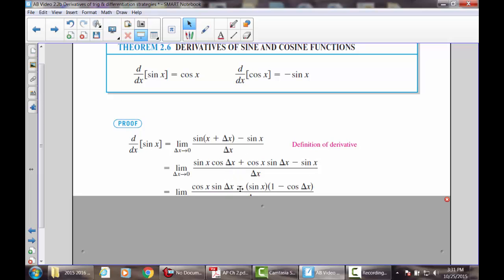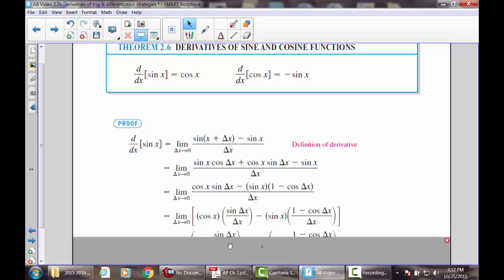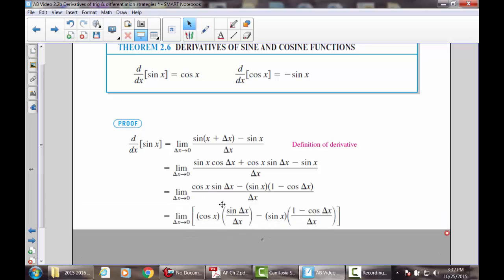They purposely factor out a negative sign, so negative 1 times sine is negative sine x, and then negative sine x times 1 minus cos delta x would give you, when you multiply the negative sine x times negative cos delta x, sine x cos delta x. So not something you'd think of doing. At that point, then they split it up again.